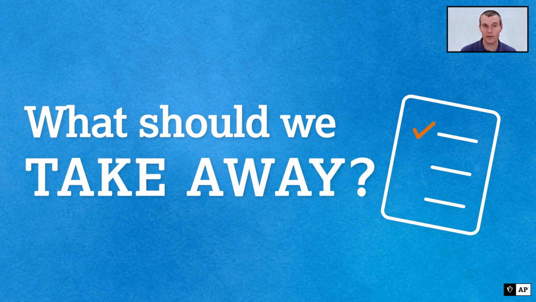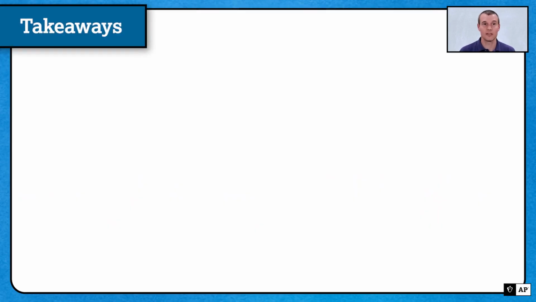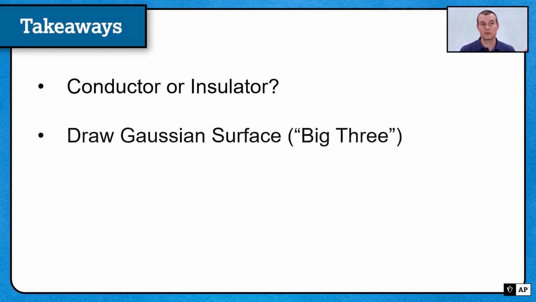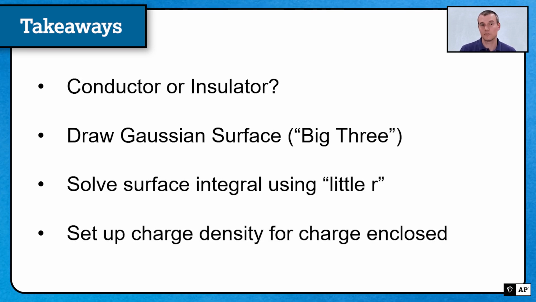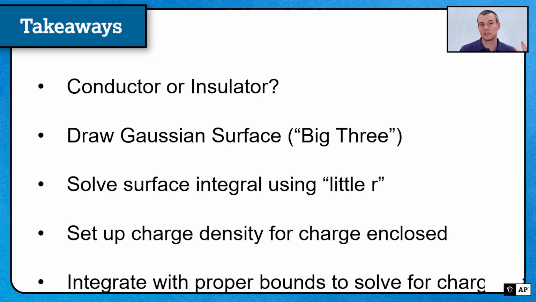So what should we take away from this video? The main thing is whenever you're using Gauss's law, determine if it's a conductor or an insulator, draw those Gaussian surfaces, those big 3, solve for the surface integral using your little r, set up your charge density for your enclosed charge, and then integrate with proper bounds. And then finally, sub in to solve for Gauss's law and solve for that E field.